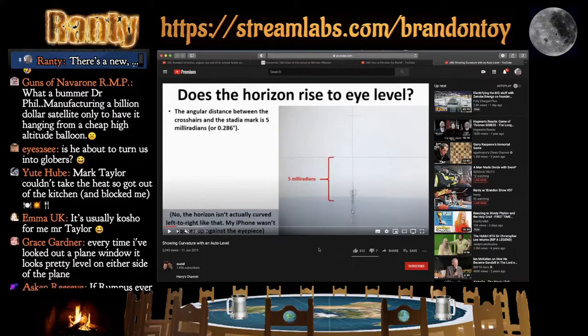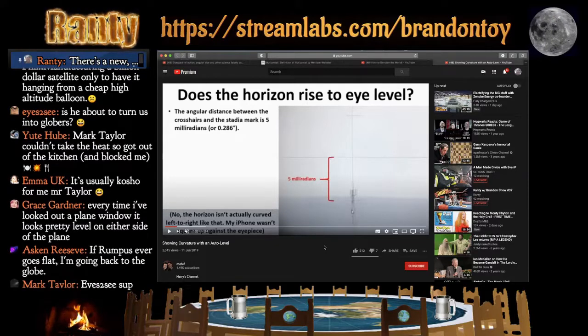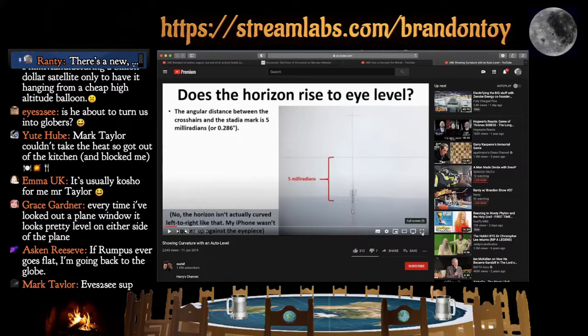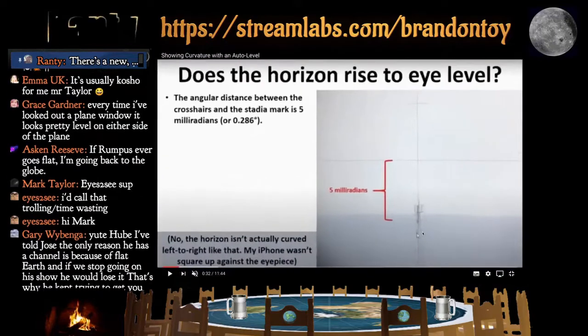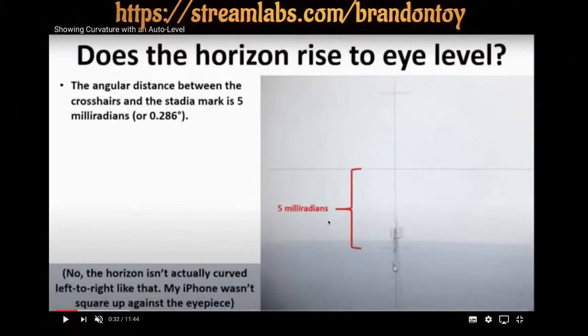Can you describe it for somebody? Some may not be familiar with that. You're talking about this red distance between the what and the what? Hang on, I've got to look at my video because your screen's a bit off. Oh, you say this is an auto level, right? Yes. So the angular distance between the horizontal line in the middle and the shorter horizontal line, where the red brace is, is 5 milliradians, which is equal to 0.286 degrees.